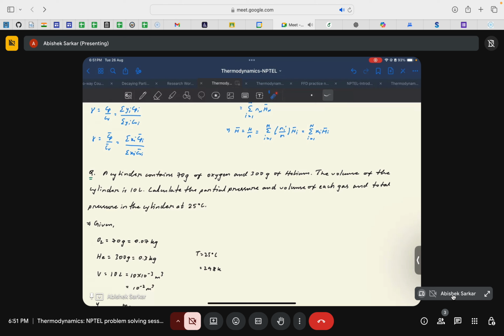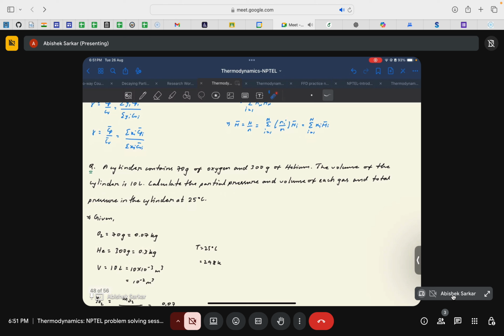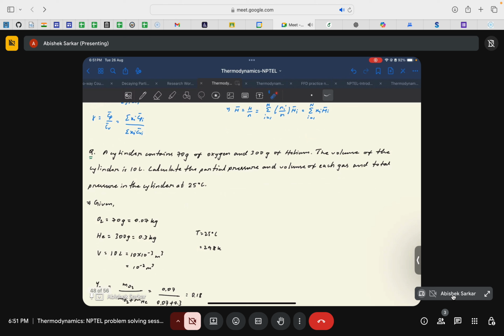Okay, and because we have a relation to find the molecular weights in terms of the mass fractions, let us start with finding the mass fractions. We are given the mass of oxygen is 70 grams, so it is 0.07 kg, and the mass of the helium is 300 gram or 0.3 kg. A good practice is being consistent with the units. If you are dealing with SI units, then keep all your units in SI units.